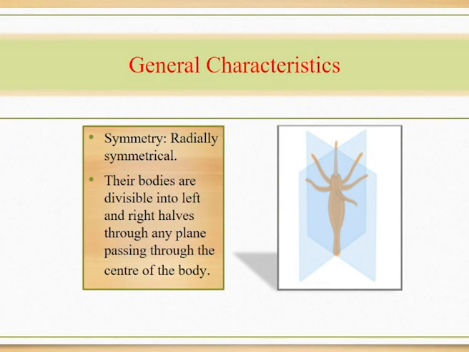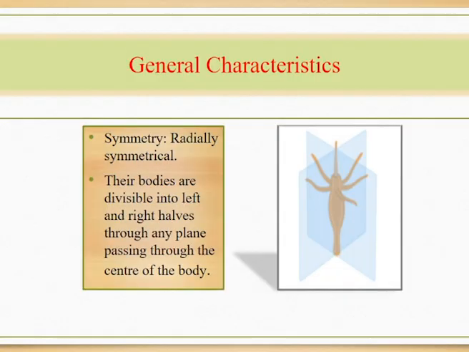Symmetry, when we have a look at the symmetry of coelenterates, these are radially symmetrical. That means their bodies are divisible into left and right halves through any plane passing through the center of the body. That means when the body is cut through the center, we find the same portion at the left and the right halves. So this is called radial symmetrical.